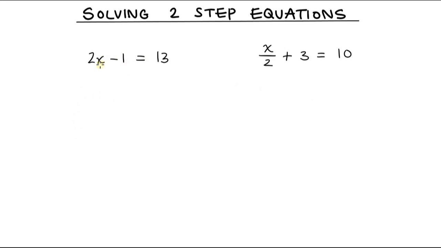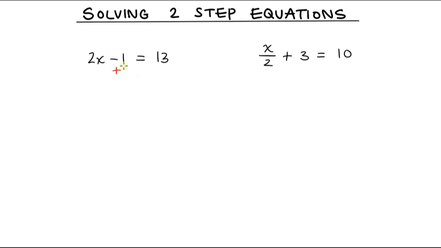So the first equation we've got is 2x minus 1 is equal to 13. Now the process of solving this is we want to get x on its own. We want to work out what this value of x is. So to get x on its own, what do we do? Well, the first thing we need to do is get rid of this negative 1. To get rid of negative 1, we just do the opposite. So the opposite of subtracting 1 will be to add 1.